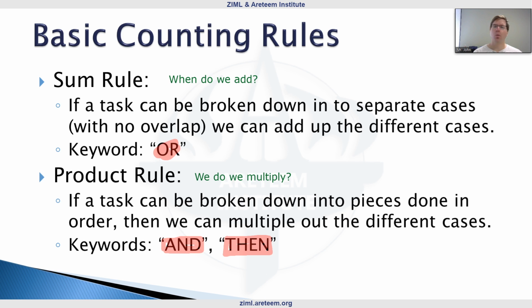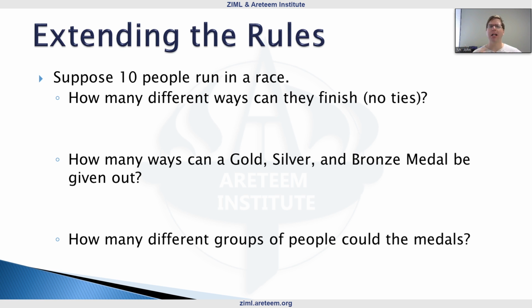Now, what are the different things we can do then? Of course, as you're doing more of these questions, a lot of you might already know some of these things, but I want to do a real quick example here. How many ways could people run in a race? Let's say we have 10 people running in a race, no ties, nothing like that. How many different ways can they finish?